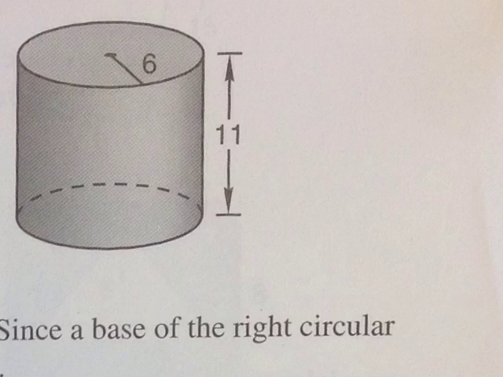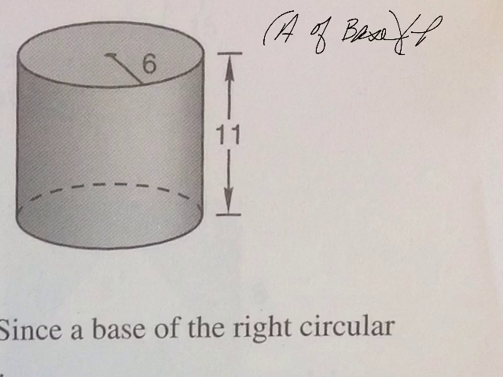Okay, so this is 20.4. We've got a right circular cylinder, radius of 6, height of 11. Find the volume of the right circular cylinder. So again, finding the area of the base, and then we just multiply that by the height. So area of the base times height.